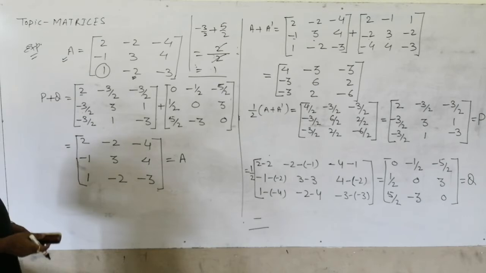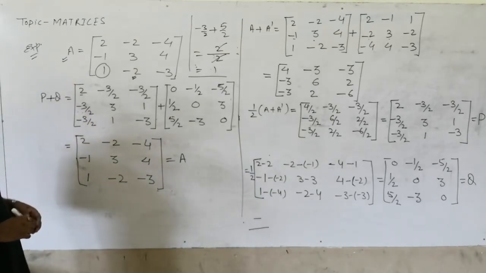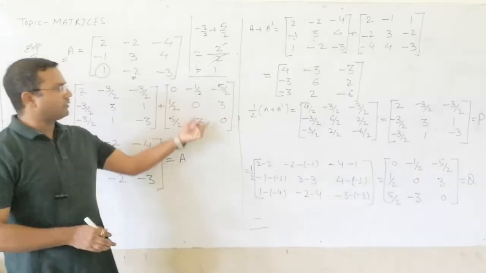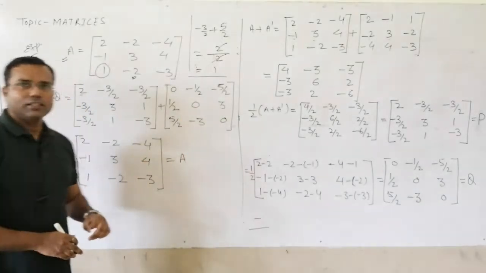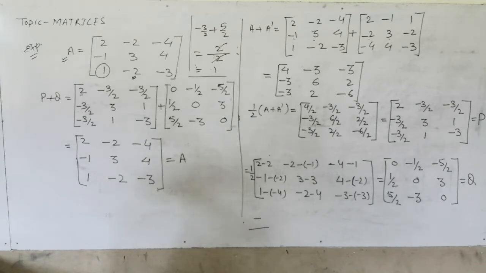So, we have proved with the help of this example, any square matrix we can expand as the sum of the symmetric and skew symmetric matrices. So, this is only what I wanted to tell you in this video. Let us see further what we will discuss today.